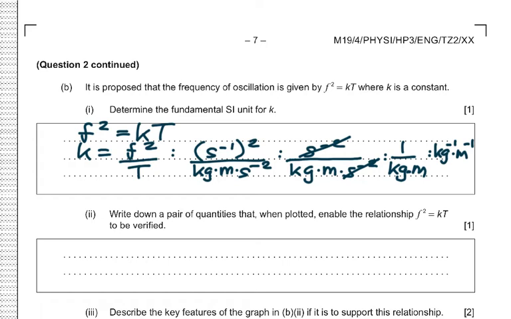Then we have B(ii). Now, B(ii) is pretty straightforward. It writes out a pair of quantities, and when you plot them out, they enable the relationship f squared equals a constant times the tension to be verified. So that relationship says that the square of the frequency is directly proportional to the tension. So if you were trying to verify that, then maybe you should plot the square of the frequency as a function of the tension. Seems like it makes sense.